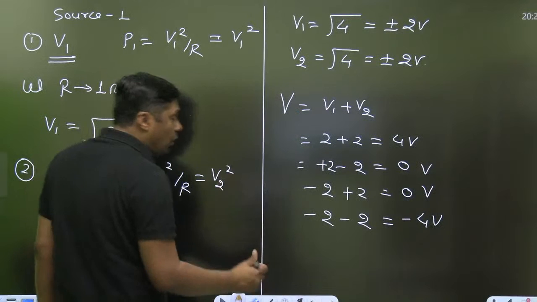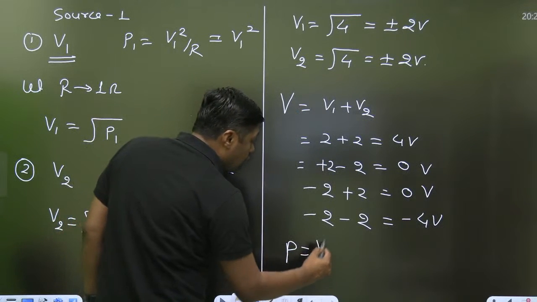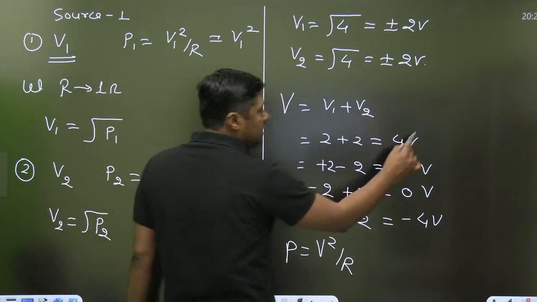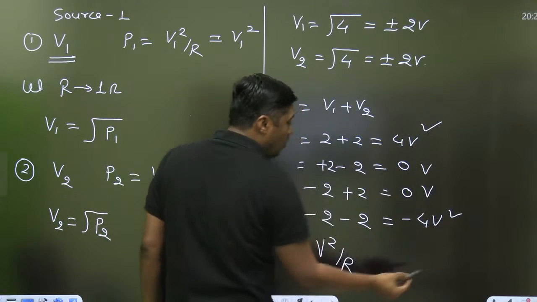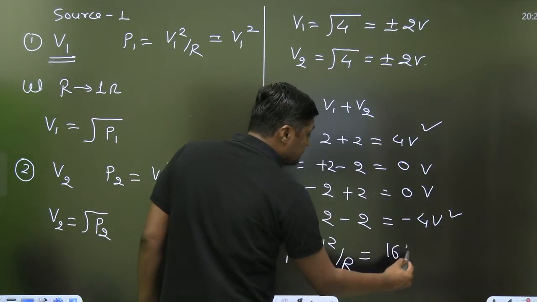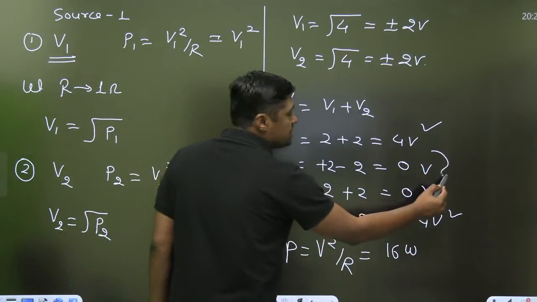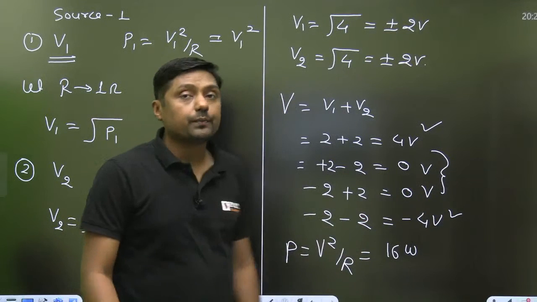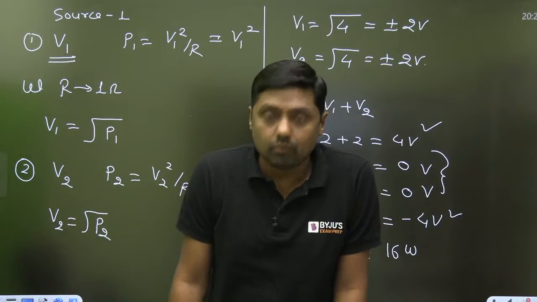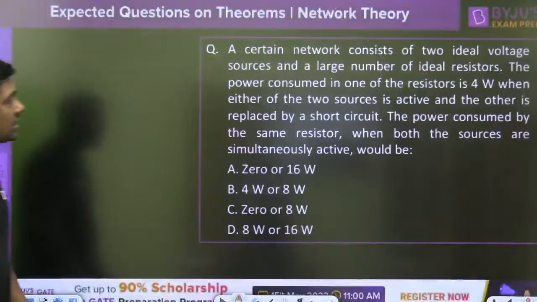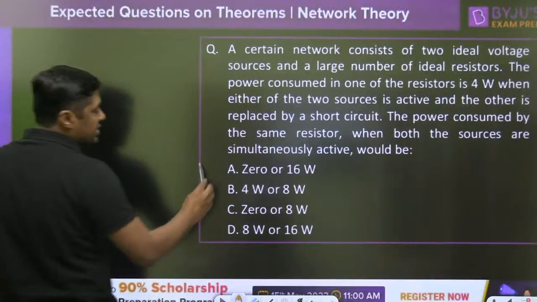Then what will be the overall power? V square by R. We are taking the R as 1 ohm. If I am taking this 4 volt or minus 4 volt square, 16 watt will be the power. And when I am taking this 0 volt, what will be the power? 0 watt is the power. So there are 2 cases. In one case the answer is 0, and other case 16 watt.